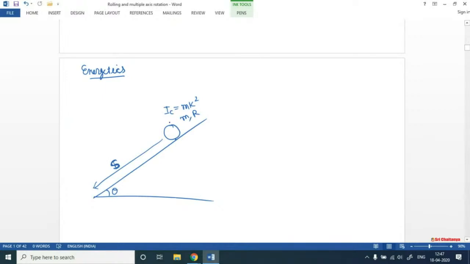So we have already got the value of a naught and the value of alpha. Alpha is basically a naught by r. So the final velocity, when it reaches here, the center of mass's velocity v naught, we have already said, will be equal to root under 2 a s, where a was nothing but g sine theta divided by 1 plus k square by r square, into s.